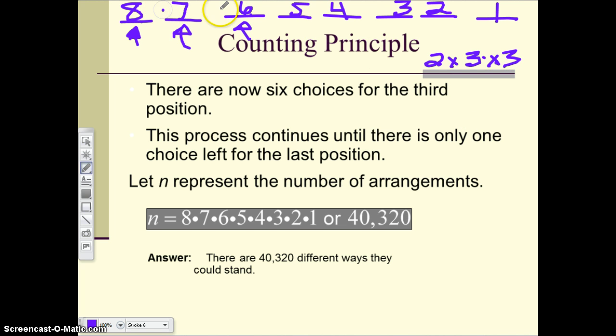You can see these numbers are going to get bigger, and exactly why there was no way I could possibly do this on a page. 8 times 7 times 6 times 5 times 4 times 3 times 2 times 1, and if you plug that all into your calculator, you get 40,320 possible combinations for 8 students to stand in a line. Huge. And that is so much easier than creating a tree diagram.